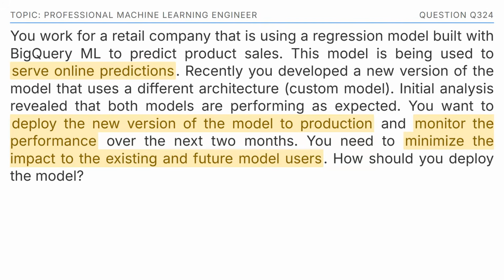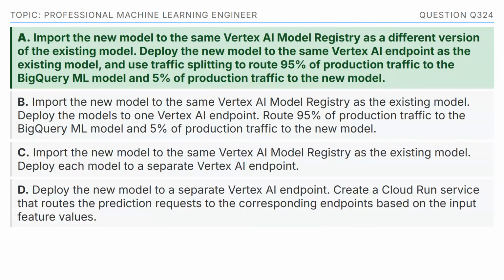To arrive at the correct answer, we focus on the keywords: serve online predictions, deploy the new version of the model to production, monitor the performance, minimize the impact to the existing and future model users. The correct answer is option A. Import the new model to the same Vertex AI model registry as a different version of the existing model. Deploy the new model to the same Vertex AI endpoint as the existing model, and use traffic splitting to route 95% of production traffic to the BigQuery ML model and 5% of production traffic to the new model.